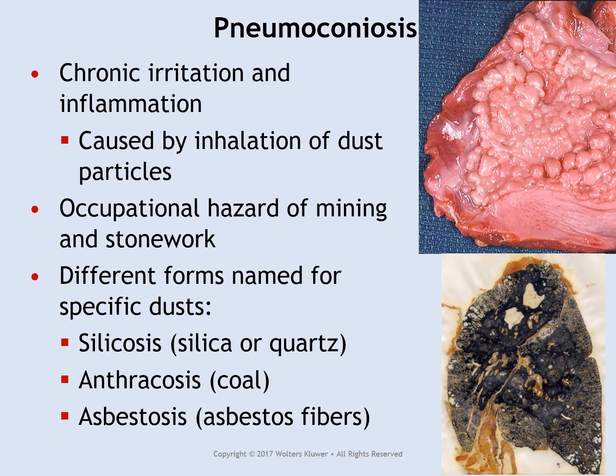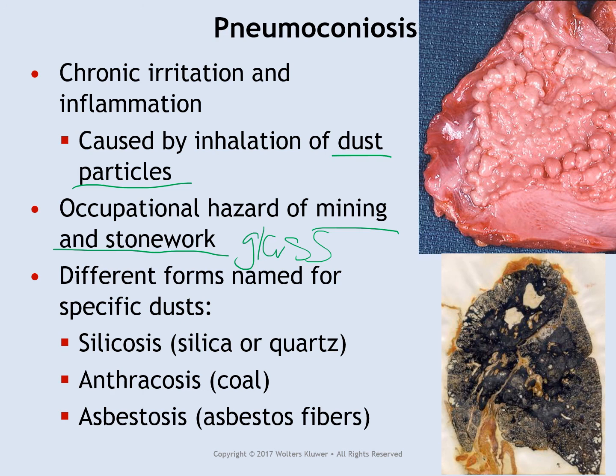Pneumoconiosis is chronic irritation of the lung caused by inhalation of dust particles. You would see specific types of pneumoconiosis based on specific exposures. You see this a lot in people who do mining or people who work with stone or with glass, and people who work with asbestos. There are different types of pneumoconiosis.